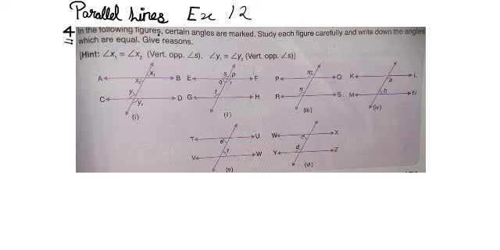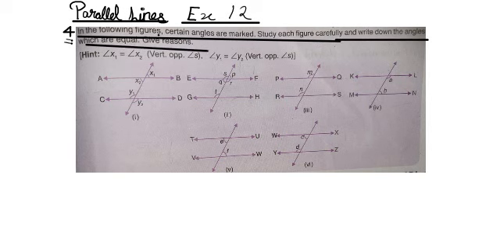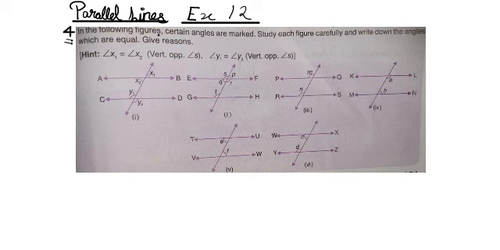In this video we are going to solve ICSE Mathematics Class 7 Chapter 12 Parallel Lines Exercise 12 Question 4. This question says that in the following figure certain angles are marked. Study each figure carefully and write down the angles which are equal, and we have to give the reasons as well. So here you'll see there's a little hint given to us.